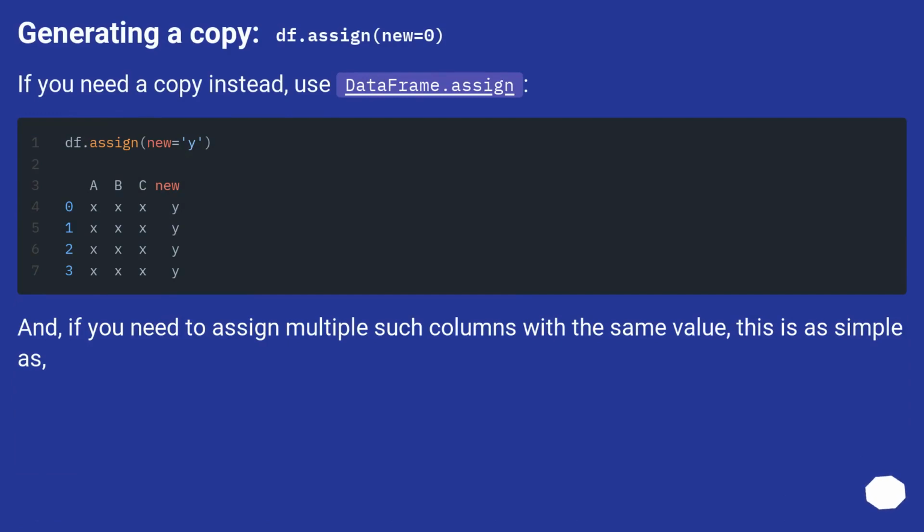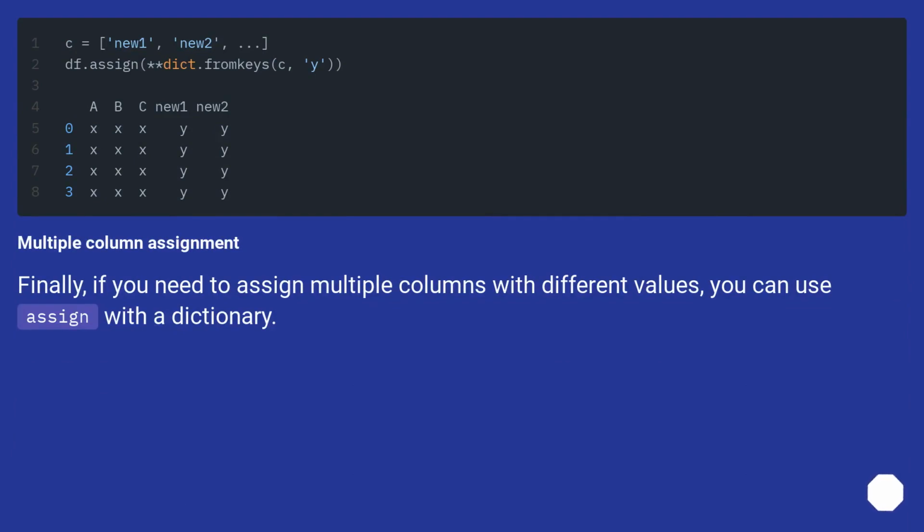Generating a copy: df.assign(new=0). If you need a copy instead, use DataFrame.assign. And, if you need to assign multiple such columns with the same value, this is as simple as multiple column assignment. Finally, if you need to assign multiple columns with different values, you can use assign with a dictionary.